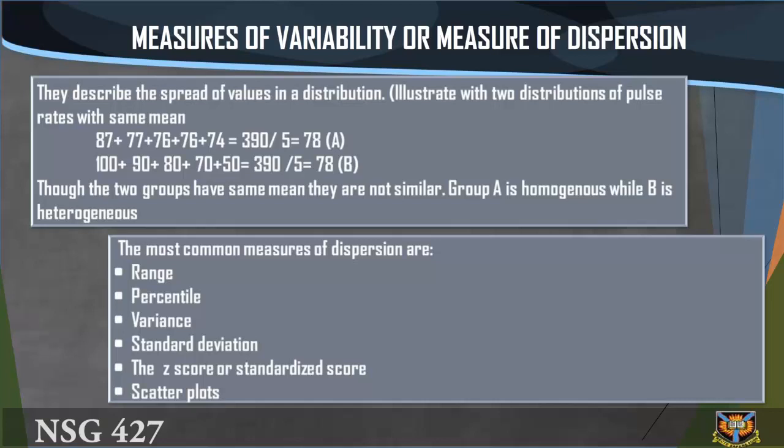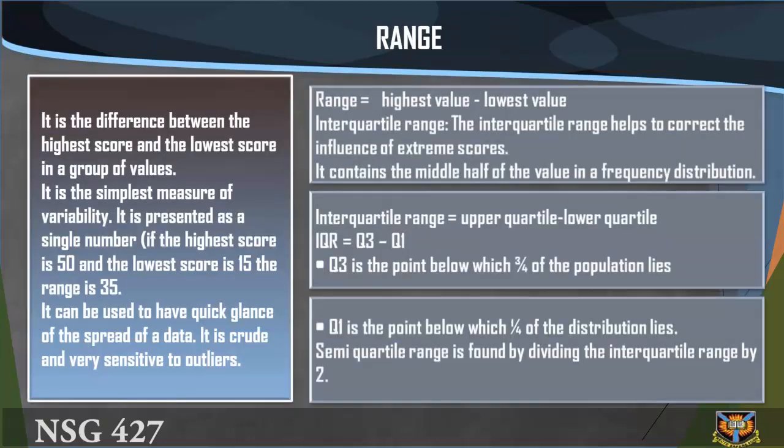The most common measures of dispersion are range, percentile, variance, standard deviation, the z-score or standardized score, and scatter plots. Range. It is the difference between the highest score and the lowest score in a group of values. It is the simplest measure of variability. It is represented as a single number, that is, if the highest score is 50 and the lowest score is 15, the range is 35. It can be used to have a quick glance at the spread of data. It is crude and very sensitive to outliers. It is, however, limited in its usefulness, as one extreme score can change the range drastically. Range is equal to highest value minus lowest value.